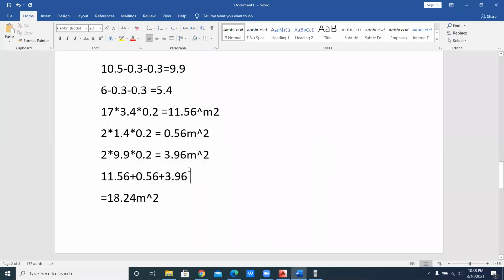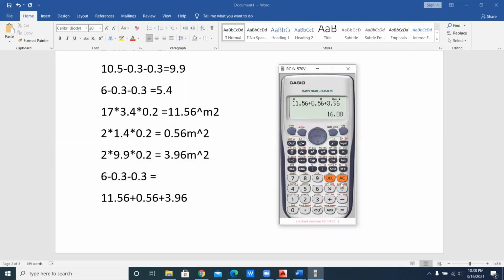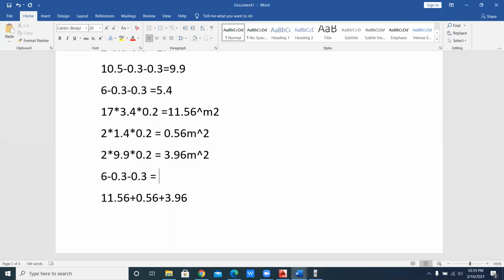So here you can write the length multiplied by, how much, that is normally 6. You can write 6 minus 0.3 minus 0.3. How much do you get? 6 minus 0.3 minus 0.3, you get here 5.4.